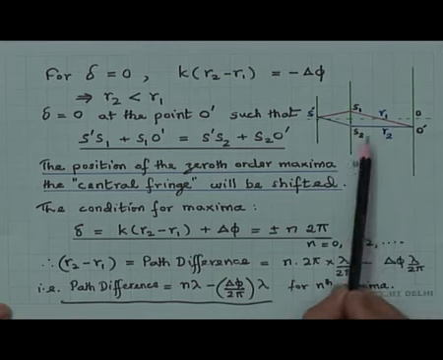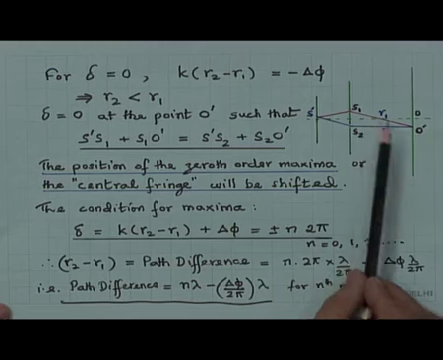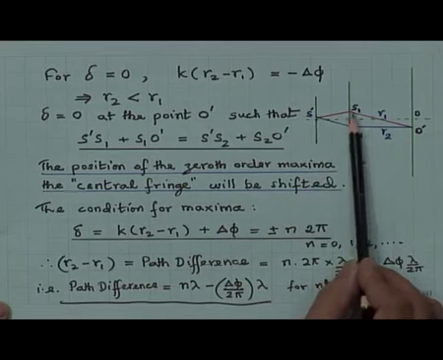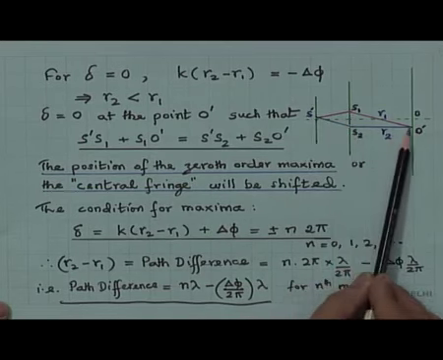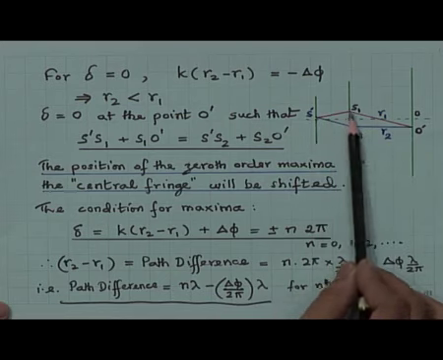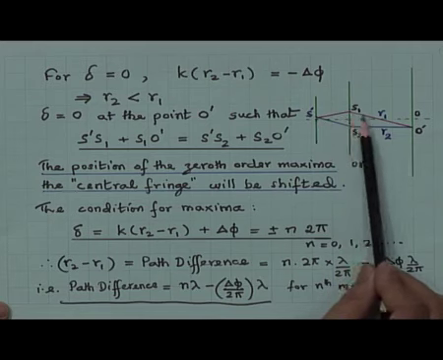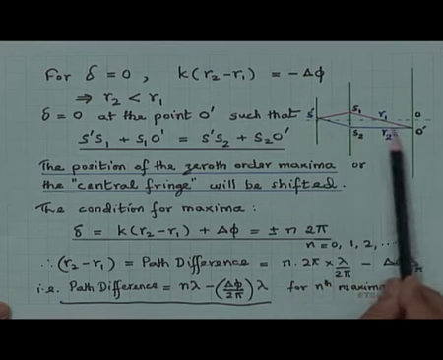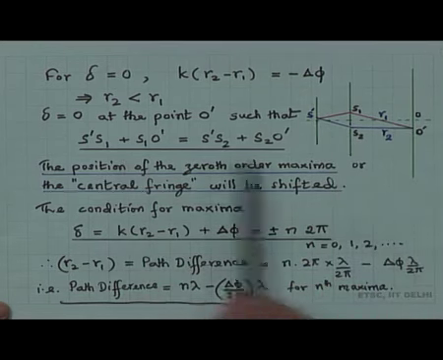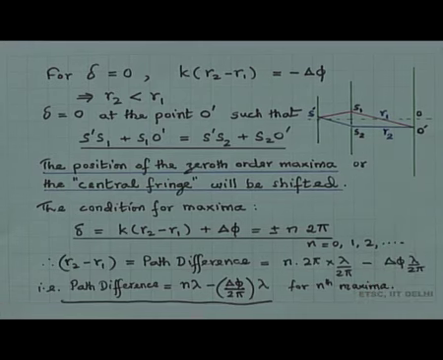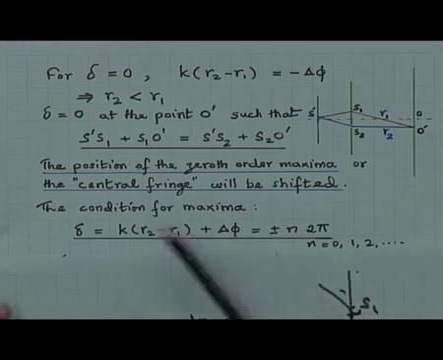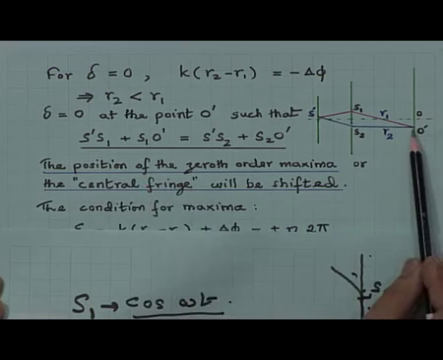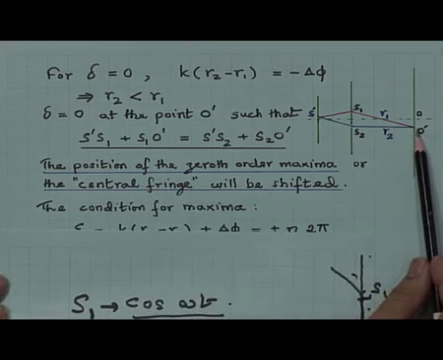O dash here where r2 is less than r1, and at this point O dash, the point O dash is such that S dash S1 plus S1 O dash, that is the total path length, is equal to S dash S2 plus S2 O dash. Then the path difference is such that delta, the phase difference, is equal to 0. So, the position of the 0th order maxima or the central fringe will be shifted to a new position, which is O dash.